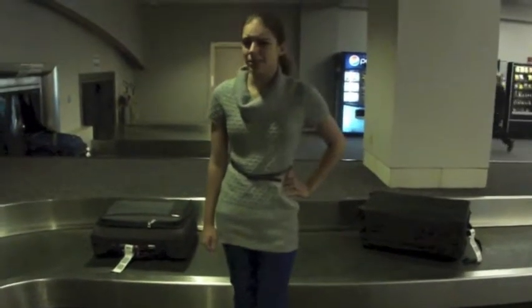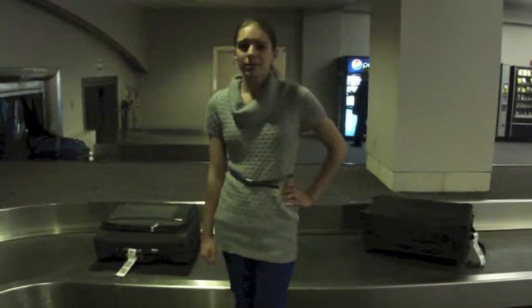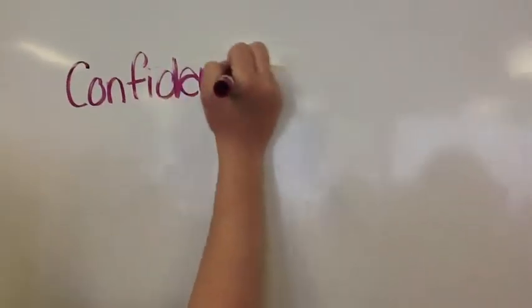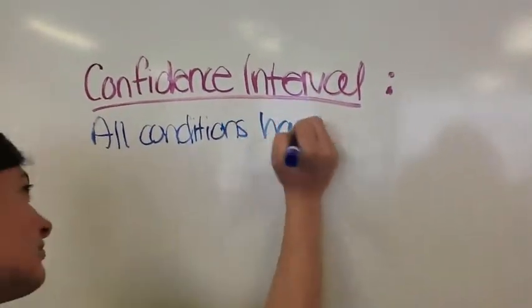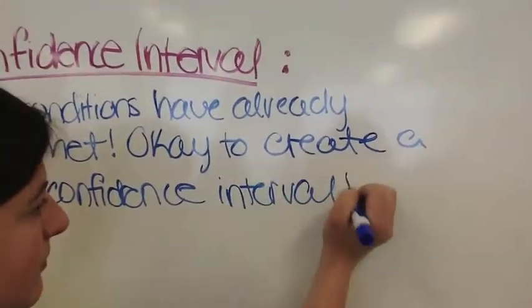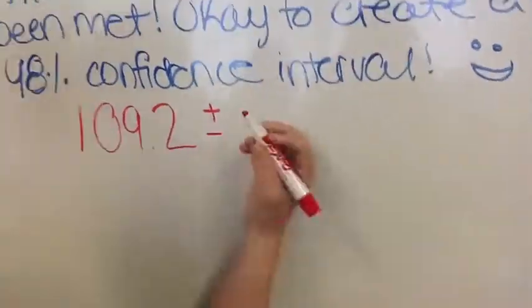So now we know that the 90% claim is in fact untrue, but how can we figure out what the actual percent is? To do this, we create a 98% confidence interval. Since all conditions have been met, it's okay to proceed and create the confidence interval.